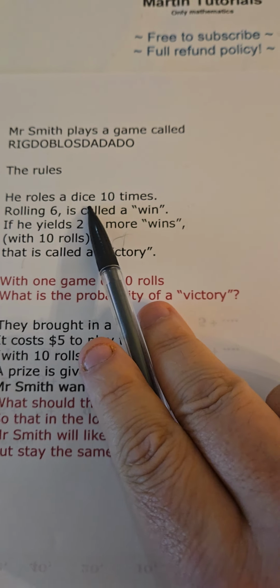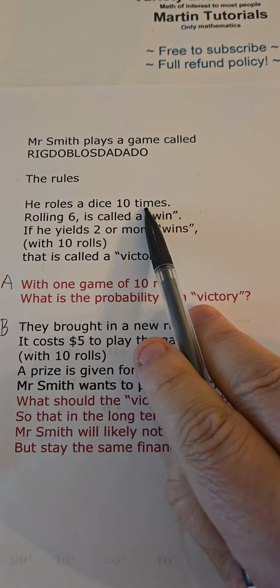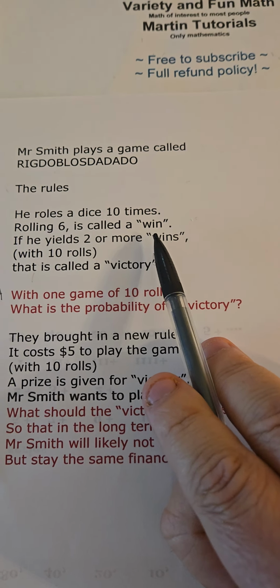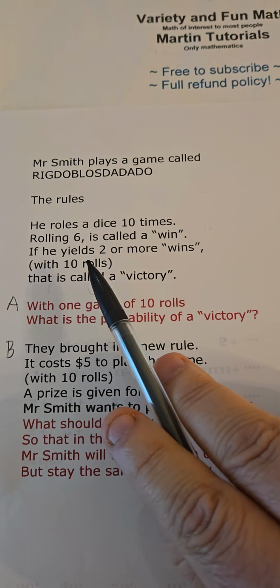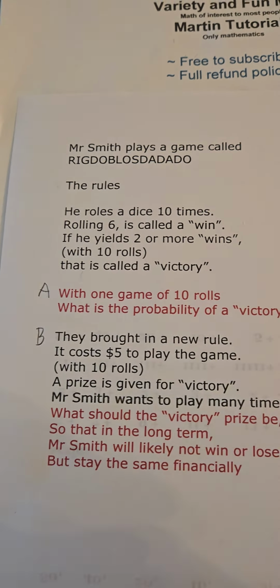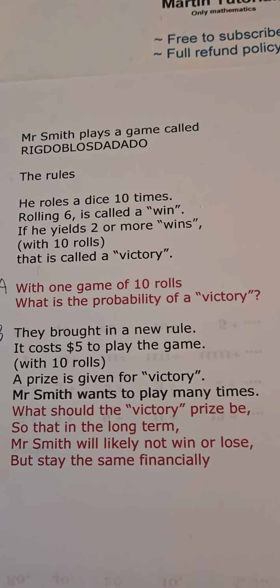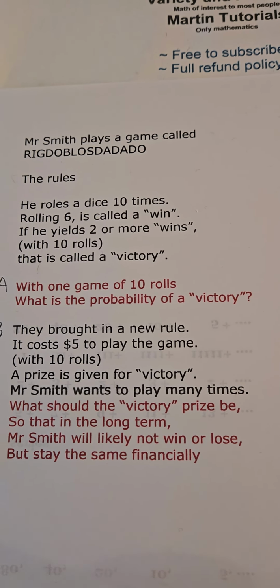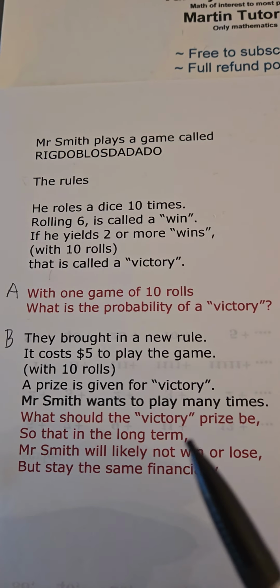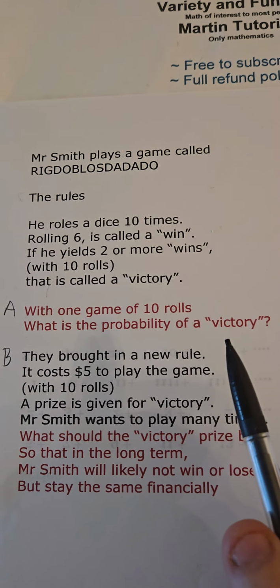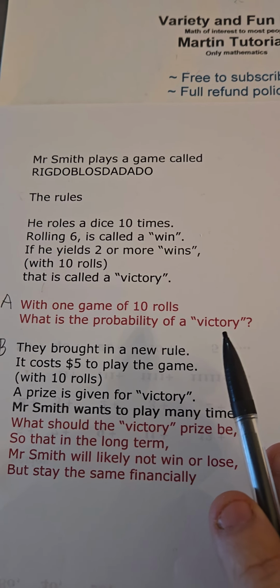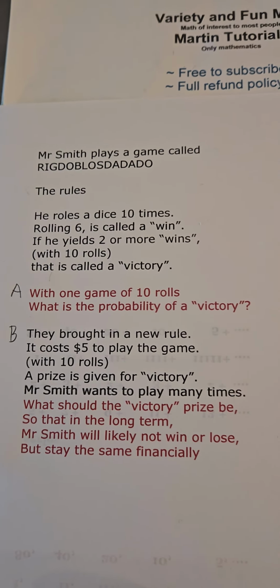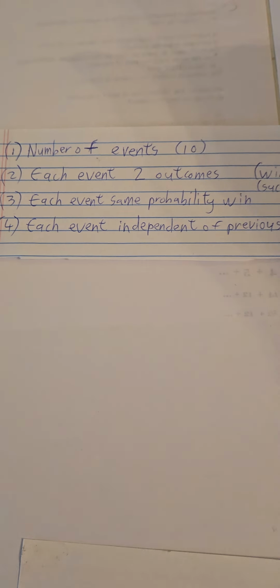In this game that Mr. Smith is playing, he rolls a dice 10 times. If he rolls a 6, it's called a win. If he yields 2 or more wins with the 10 rolls, that is called a victory. So what they're asking is, with those 10 rolls, what's the probability of a victory? Or I can rephrase that, what is the probability of getting 2 or more wins? That's part A.